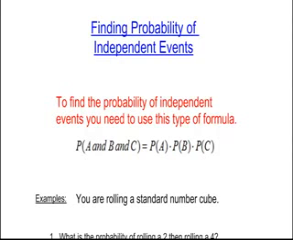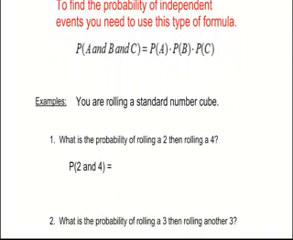So now, finding the probability of independent events. To find the probability of an independent event, you need to use this type of formula. So we've got the probability of the event A and the event B and the event C is equal to the probability of A times the probability of B times the probability of C. We're multiplying the probabilities. We are not adding them. Do not add the probabilities together.